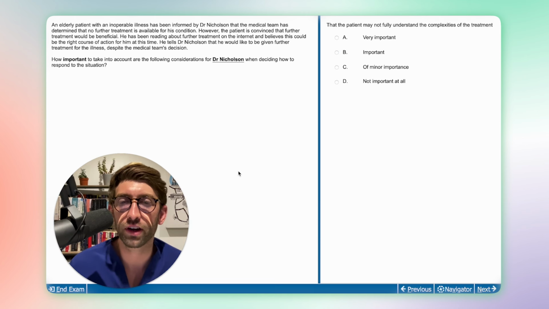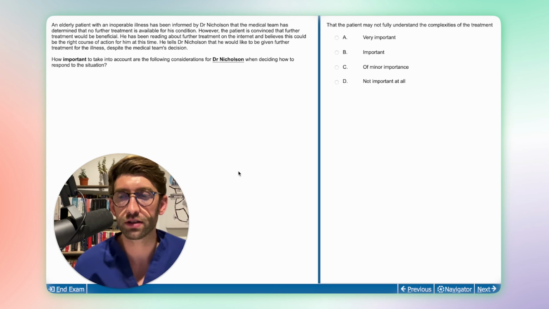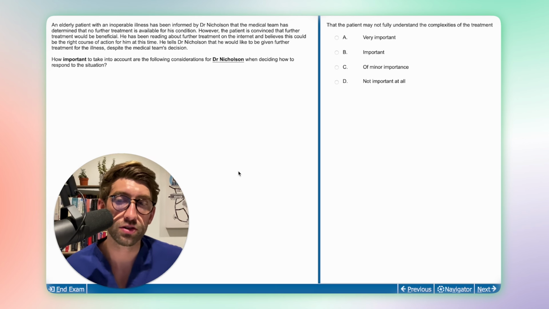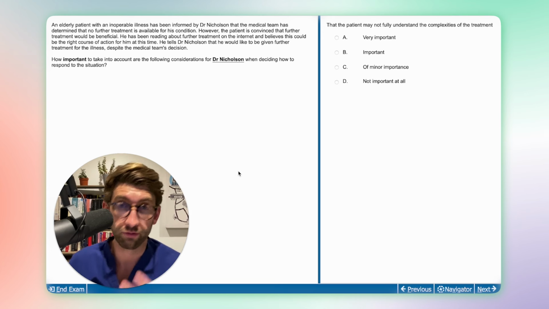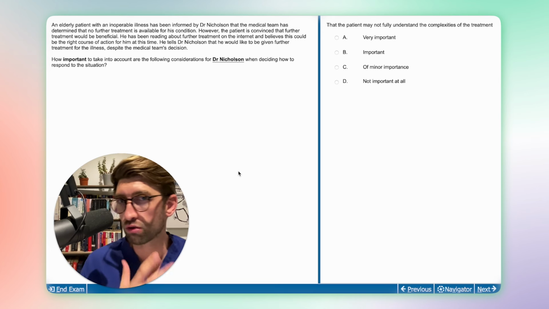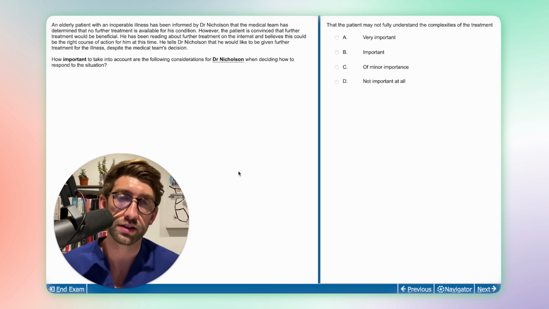Okay, so final one, that the patient may not fully understand the complexities of the treatment. So capacity is a really important part, and it's the ability of the patient to basically understand what it is they are involved in, to understand the care, the treatment, the test, whatever it is for that situation. It's their ability to understand.